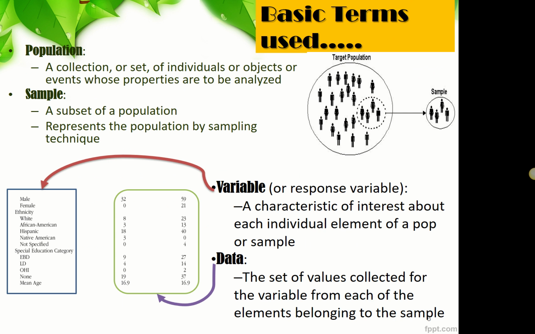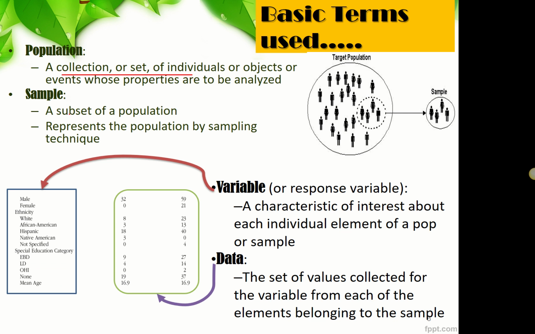Okay, so there are some basic terms that you need to understand in statistics. Populations and samples. So what is population? Have you heard about population? Population is a collection or a set of individuals or subjects or events whose properties are to be analyzed. So this is a big group of people, a big group of the target population that you want to look into in your research.